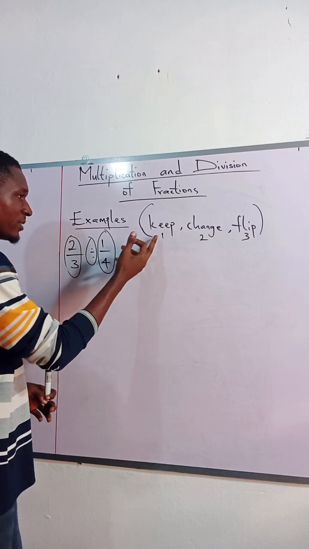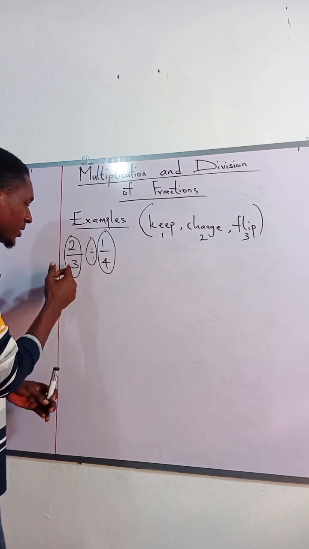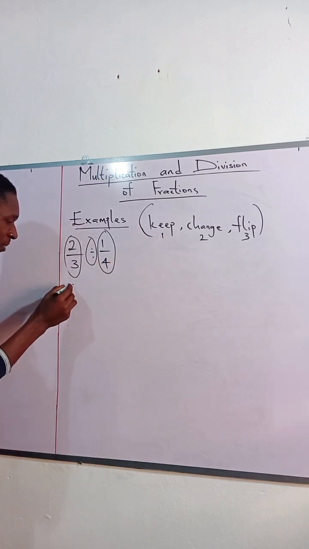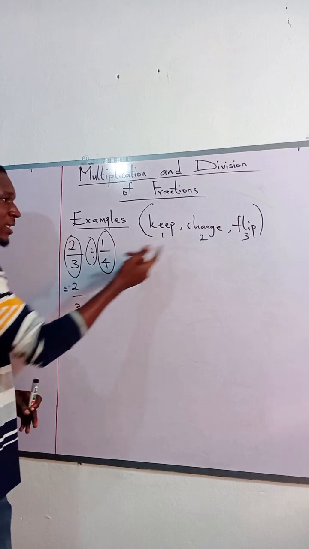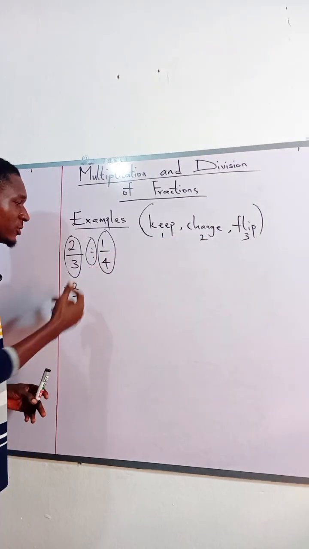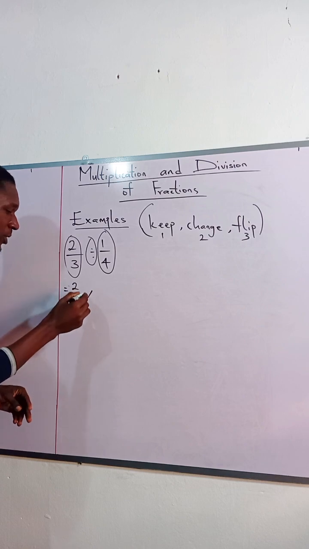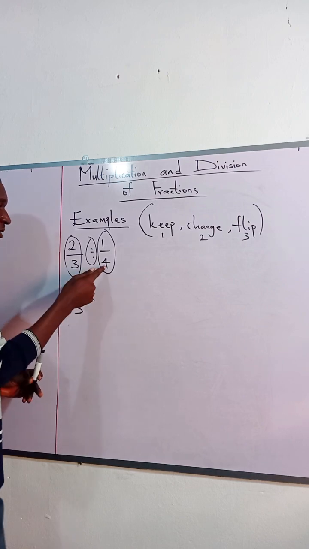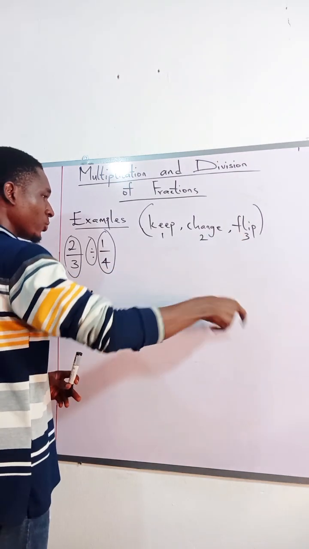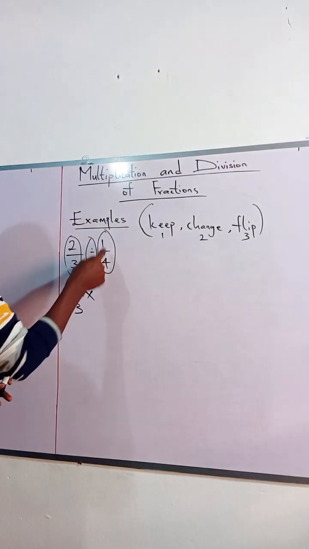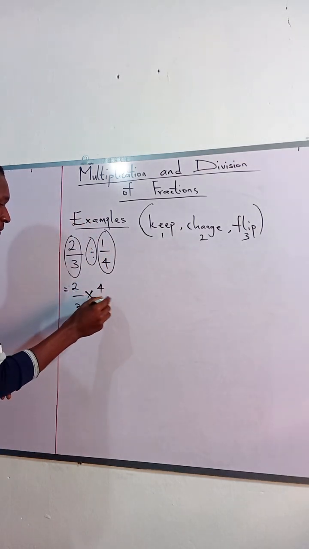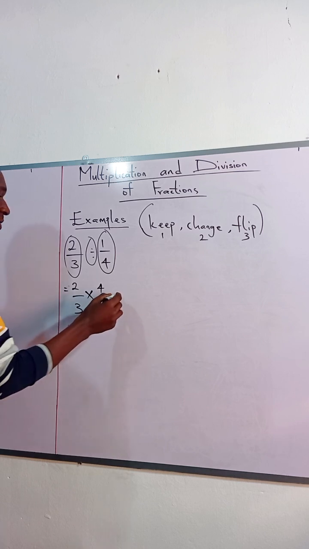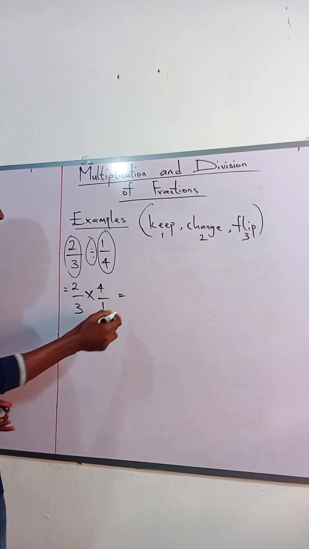What did they say we should do with the first one? We should keep it. That 2 over 3, we are going to keep it exactly the way it is. The second one is what? To change. So we are going to change the division to multiplication. And the third one is to what? Flip. To turn it upside down. So instead of 1 out of 4, it's now going to be 4 out of 1. And you are done. You just solve like the way you solve your multiplication.